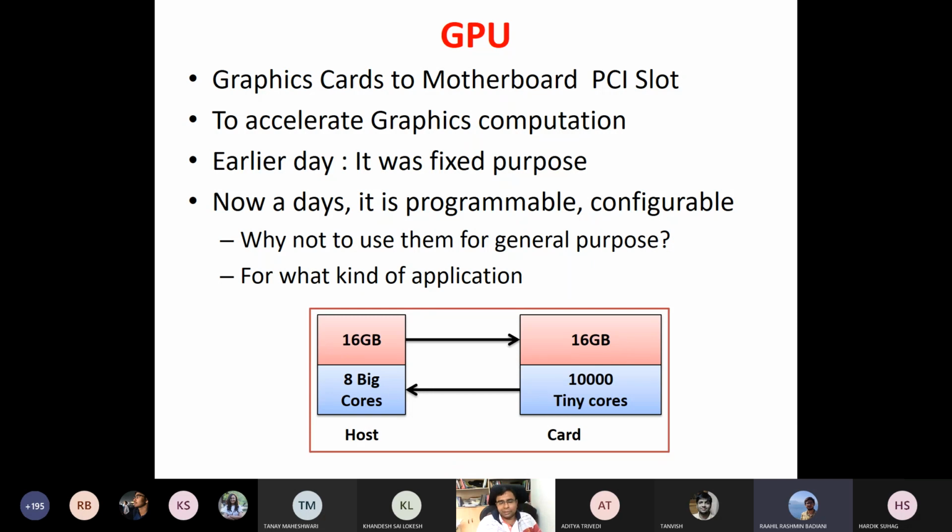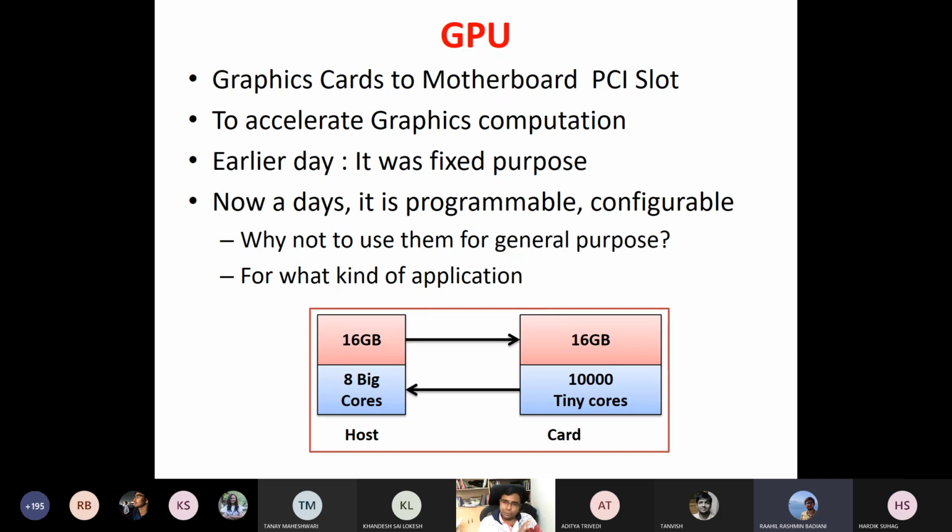Now the most important thing is to consider the graphics card. Suppose you have a PC and you have installed a graphics card on your motherboard, in the PCI slot, to isolate graphics computations. Earlier it was fixed purpose, only for graphics, and at that time we called it an application-specific accelerator for graphics applications. But nowadays the graphics processing engines, or GPUs, are programmable and configurable.